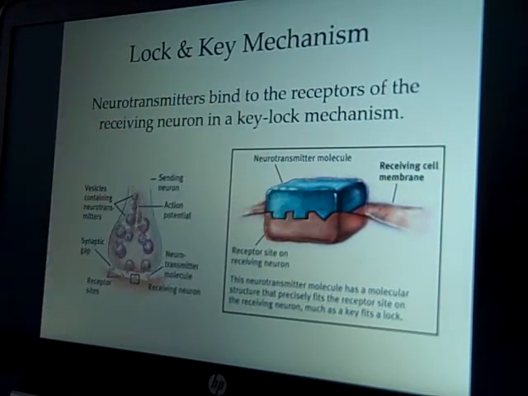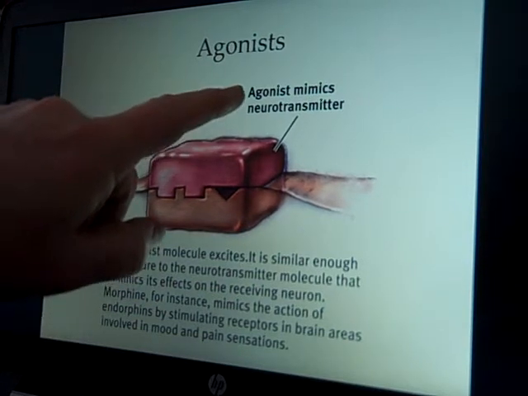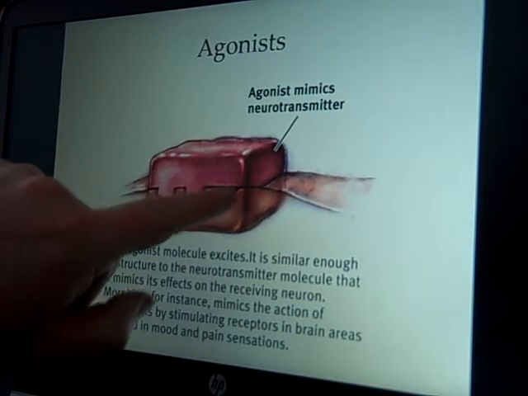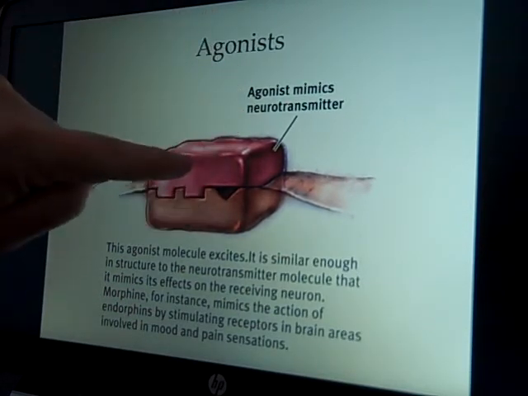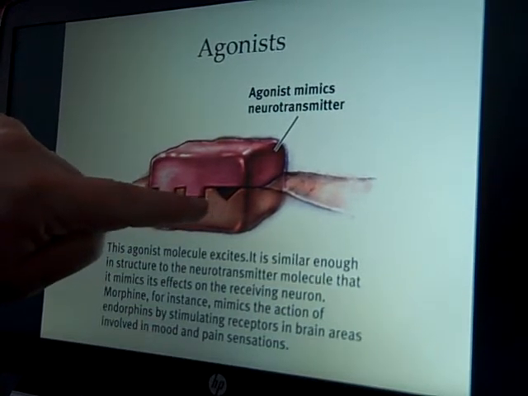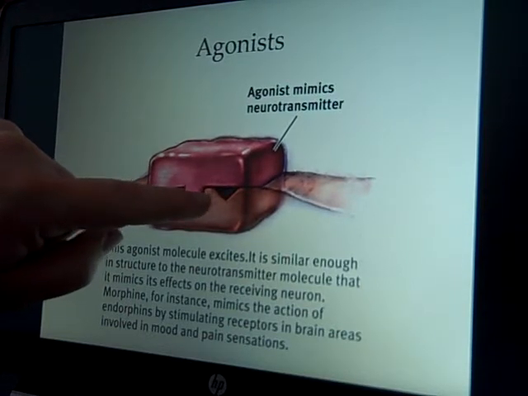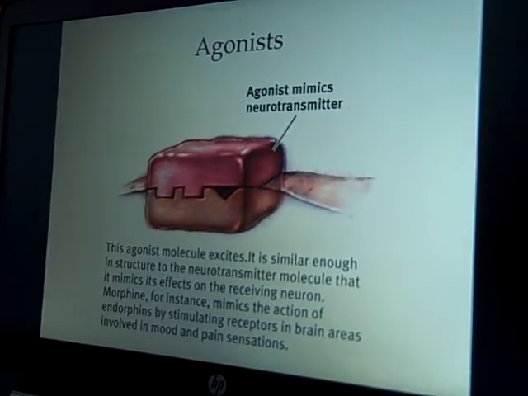And it fits in kind of like a lock and a key, and that's kind of where we ended off yesterday. We just got to start talking about something called an agonist. Now, an agonist is a chemical that mimics a neurotransmitter. It looks very similar to it. There may be a couple of little things that are slightly different, but it fits well enough as a key into its lock to cause this second neuron, the second receptor area, to act as though it had received the actual neurotransmitter.